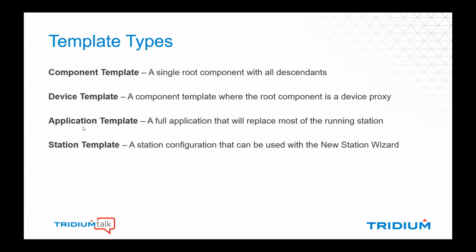All right. So an application template is the entire station configuration. Well, most of the station configuration, but it can be applied to a running station. A station template is similar to that, but is only used for the new station wizard and for creating a station from the start. When I say the application template replaces most of the components in a running station, let me show you what I mean.